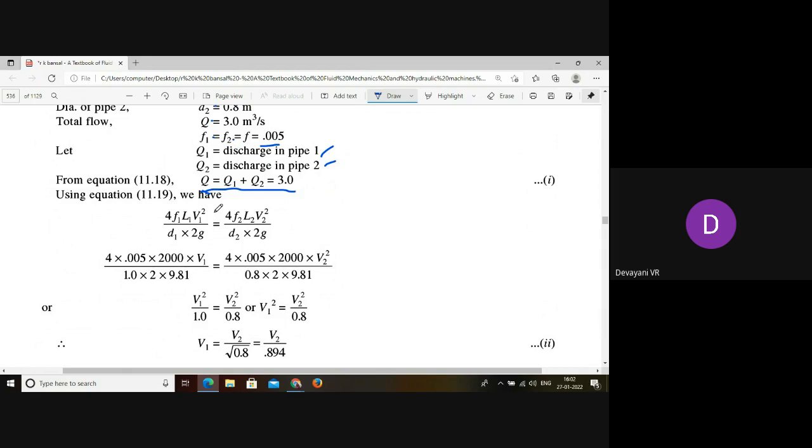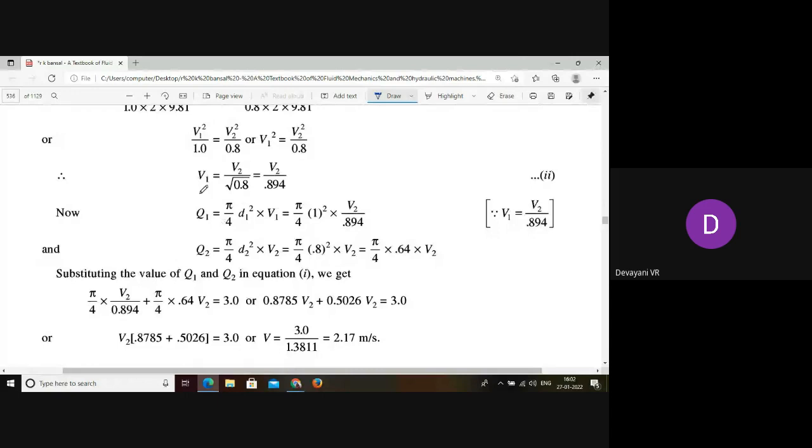So take the condition head losses are same, కాబట్టి write the equation, that is HF1 is equals to HF2. 4F1 L1 V1 square by 2g D1 equals to 4F2 L2 V2 square by 2g D2. Here we know the value for friction, we know the length, we know the diameter and we know g value. Substituting all the values, we can get value of V1 in terms of V2. V1 equals to V2 by 0.894.